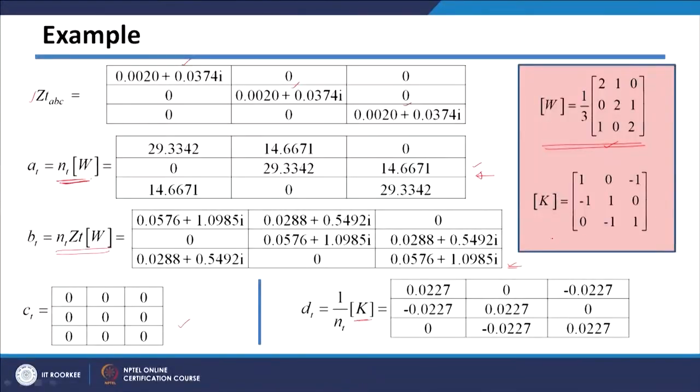And the D parameter we have seen is the K matrix divided by NT, and the K matrix we have derived for this vector group is given by this. If this is divided by 44, it will give me this matrix, which is basically the DT matrix. So, we have got all the parameters, that is A, B, C, D parameters, and those parameters we can use to get various other parameters.